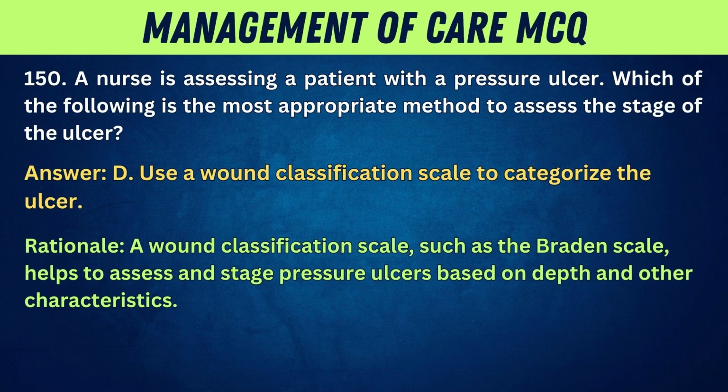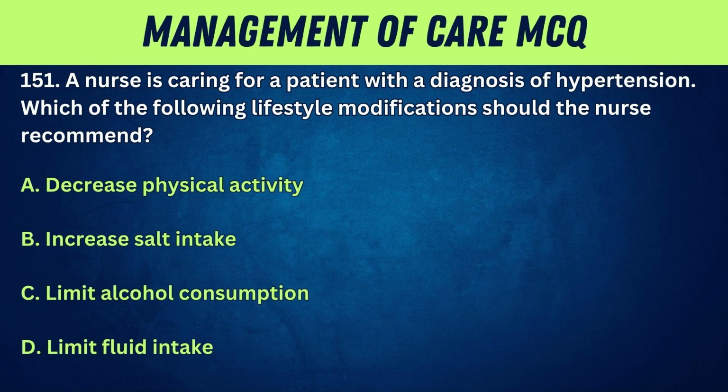Rationale: a wound classification scale, such as the Braden scale, helps to assess and stage pressure ulcers based on depth and other characteristics. 151. A nurse is caring for a patient with a diagnosis of hypertension. Which of the following lifestyle modifications should the nurse recommend?